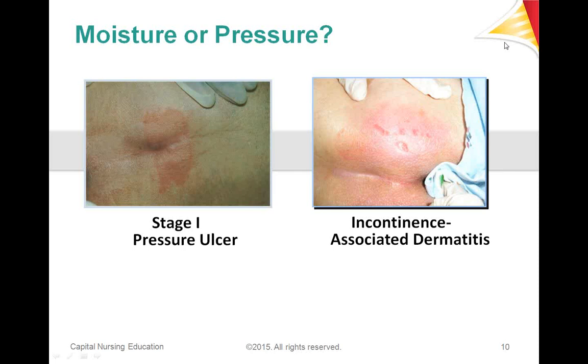If you look at the photo on the left, it is a stage 1 pressure ulcer. It's pretty easy to tell that that is on the sacrum over a bony prominence and is caused by pressure, whereas the slide on the right is from Incontinence Associated Dermatitis. You can tell that it's not as circumscribed. It's kind of spread out over the sacrum. Looks much different than pressure.